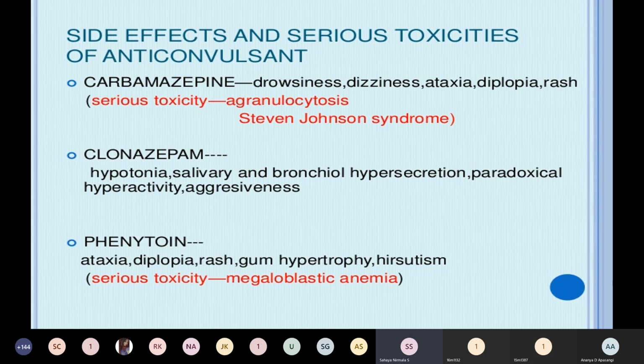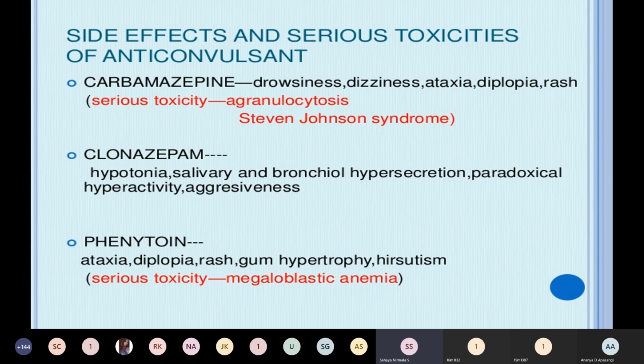So just a brief about the side effects. Carbamazepine: common side effects are drowsiness, dizziness, some ataxia, diplopia. But the serious toxicity is agranulocytosis and Stevens-Johnson syndrome. Again with clonazepam: hypotonia, salivary and bronchial hypersecretion, paradoxical hyperactivity and aggressiveness.